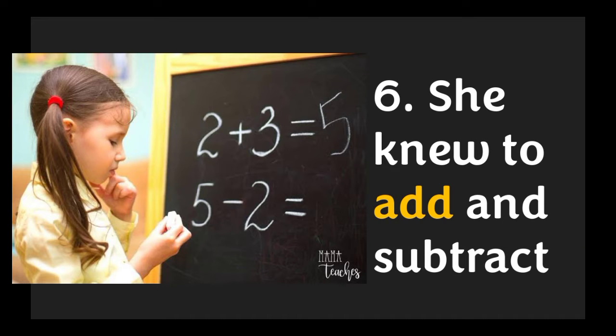Then sentence 6. He knew how to add and subtract. How to add, how to subtract. He knew how to add and subtract.